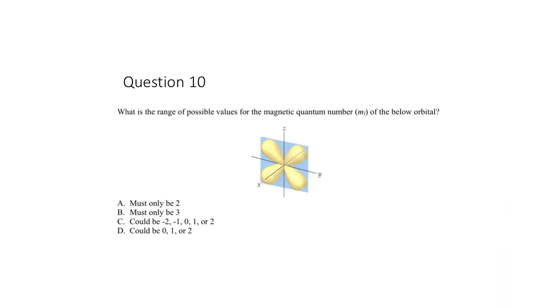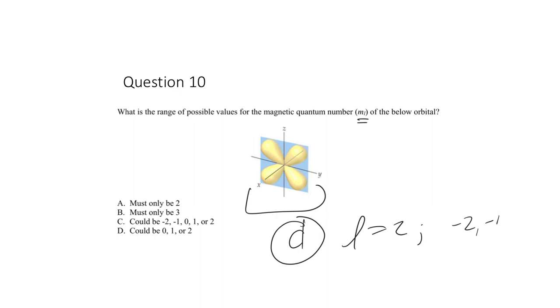What is the range of possible values for the magnetic quantum number m sub L for this orbital? The key here is that this is showing a d orbital. If it's a d orbital, L is 2. And if L is 2, the range of m sub L is minus 2, minus 1, 0, 1, 2. And so is it 2? Must it be 2? No, it could be 2, but it doesn't have to be 2.